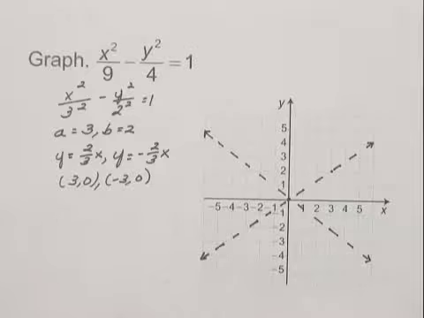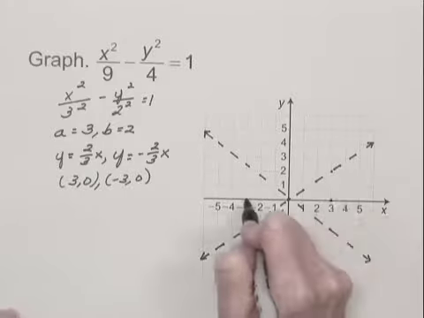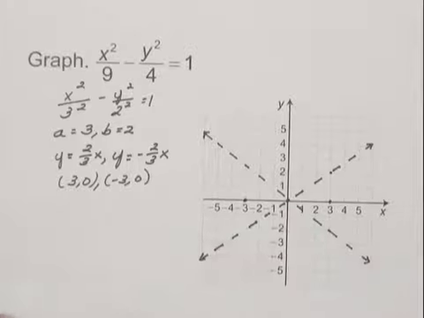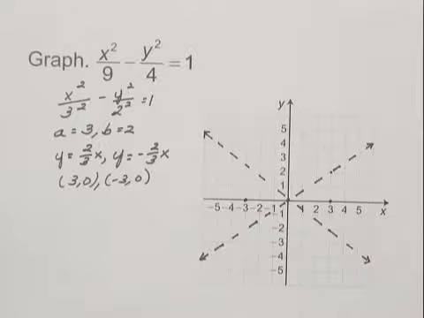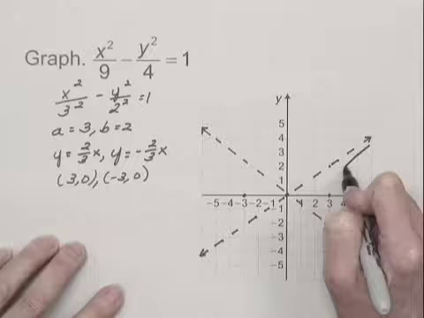Now the vertices we just said are (3, 0) and (-3, 0). And what we'll do after we plot the intercepts is to draw smooth curves through the intercepts that approach the asymptotes. So let's go ahead and do that.